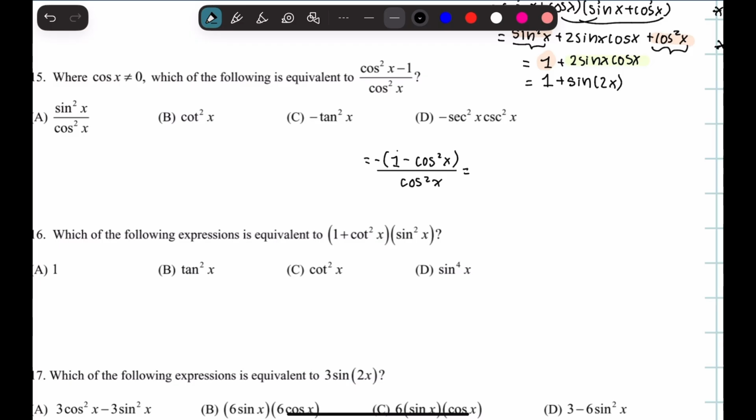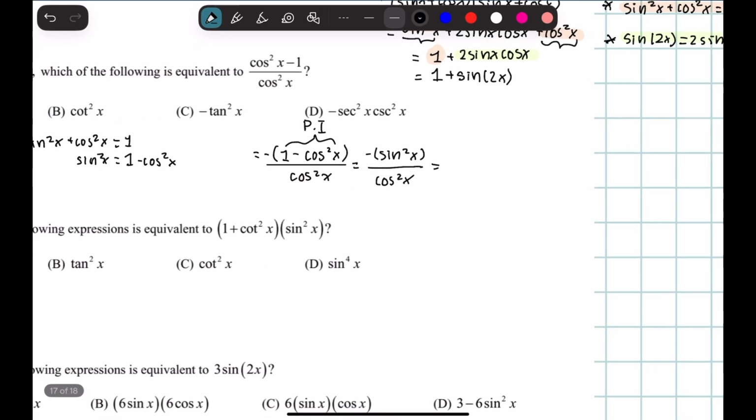And then we can also rewrite this with the Pythagorean identity. As we know, again, sine squared of x plus cosine squared of x is equal to 1. So if we solve for sine squared of x, that is just going to be 1 minus cosine squared of x. And we see 1 minus cosine squared of x right there. So we can replace that with sine squared of x. That's going to be negative sine squared of x, divided by cosine squared of x.